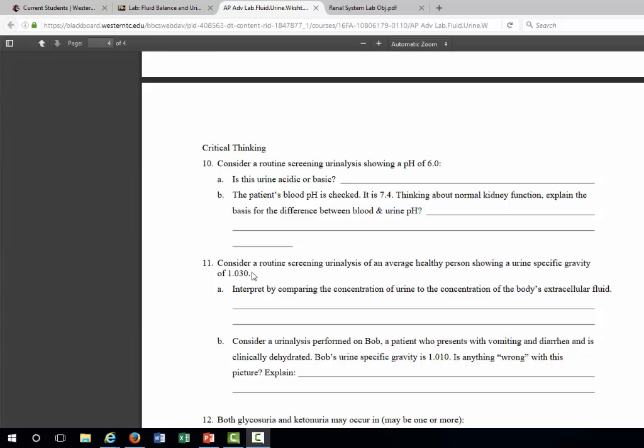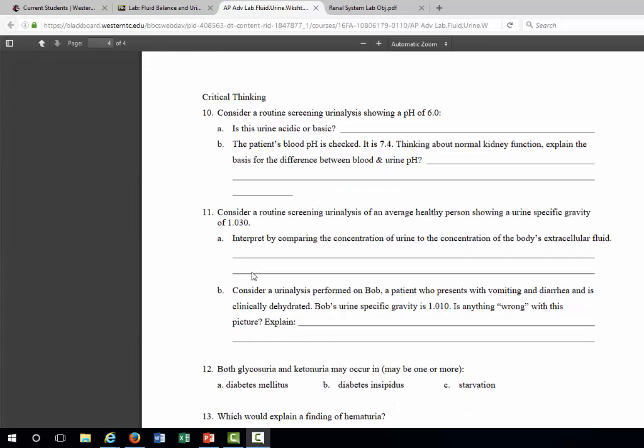So we have a specific gravity of 1.03. So is that high or low? That's high, right? That's on the high end of normal. So what does that tell us about the number of solutes in that urine? There's a lot more solutes in the urine. So what does that tell you about what's going on in the plasma? What are the kidneys trying to accomplish by having a concentrated urine?